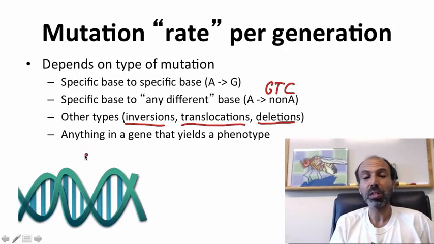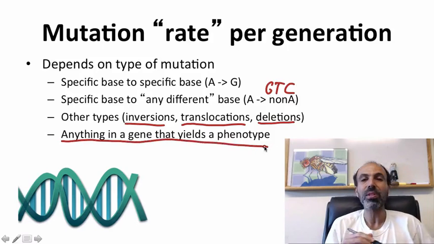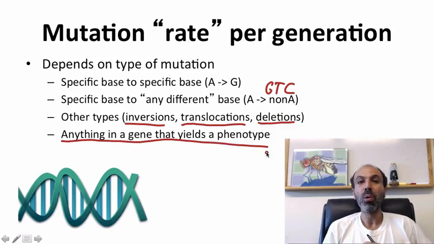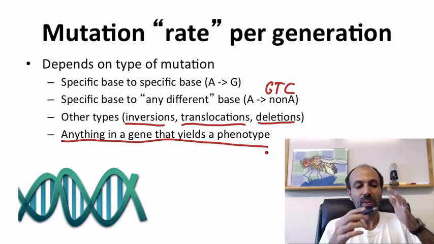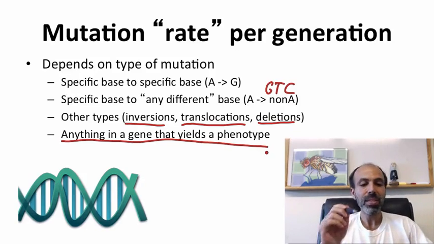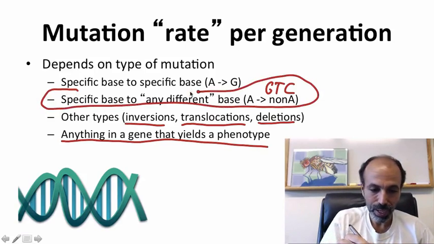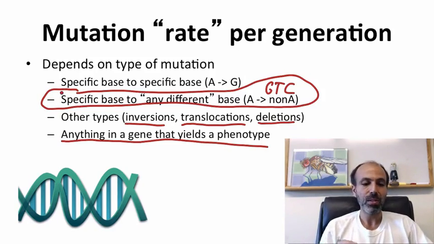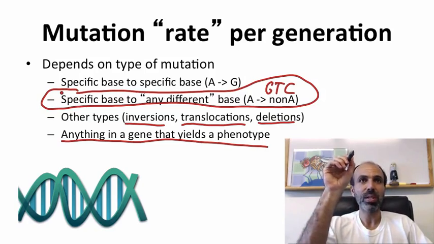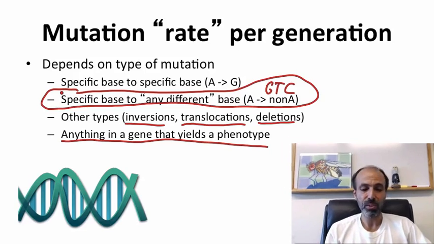What people traditionally did, if you go further back in time, is measure mutation rates in the context of anything in a gene that yields a phenotype. Now, this, of course, ignores a lot of neutral changes and things like that. So you have to define what you're talking about. Typically speaking, people tend to focus on a mutation rate from a specific base to any different base. So let's say, for example, that at one particular site you started with an A, and it changes to something but that. Okay? So we'll use that for the rest of this lecture.